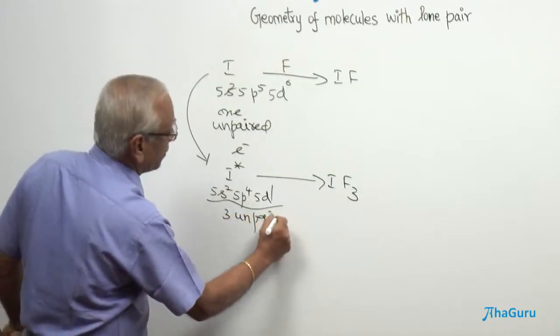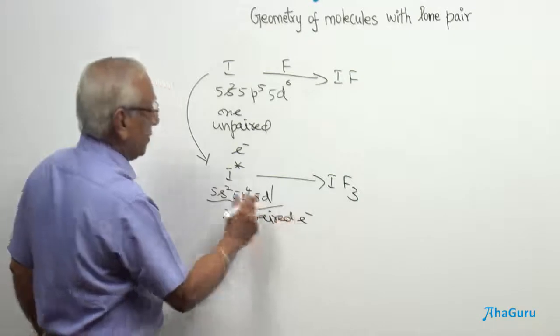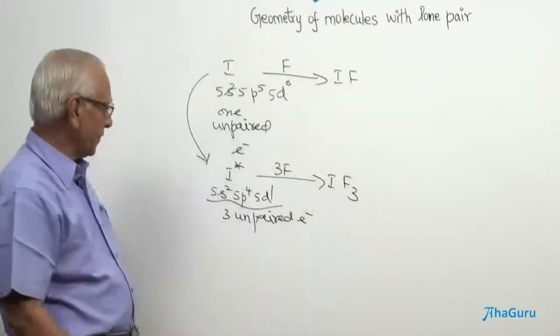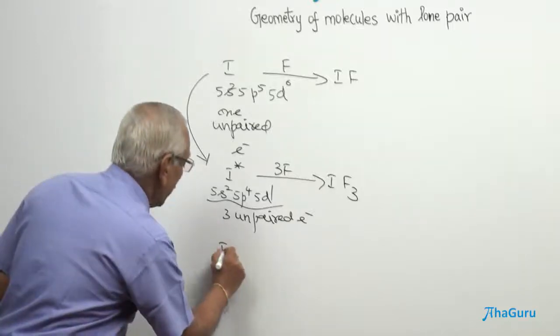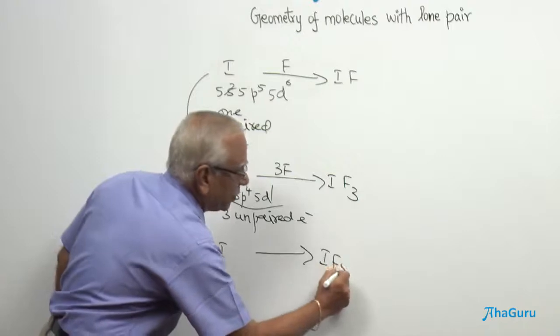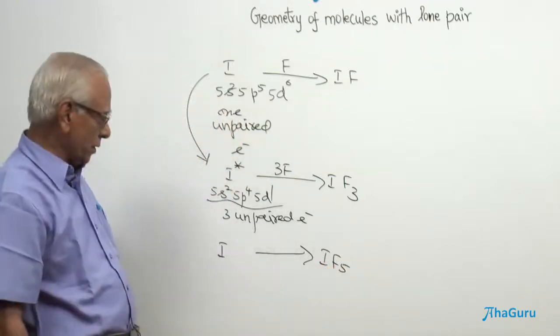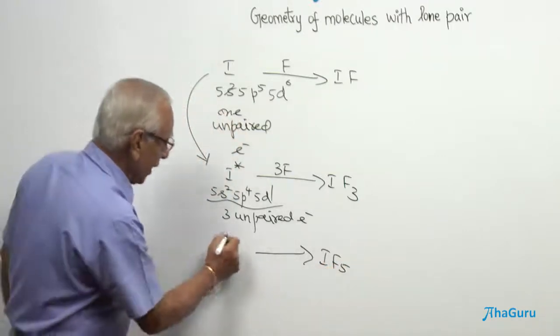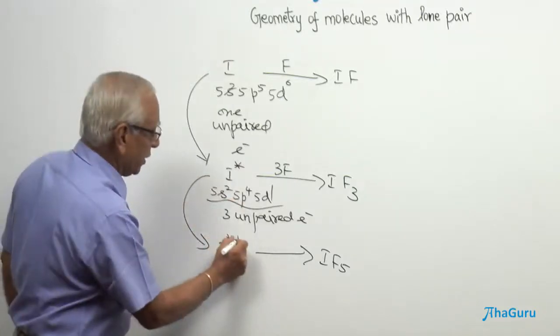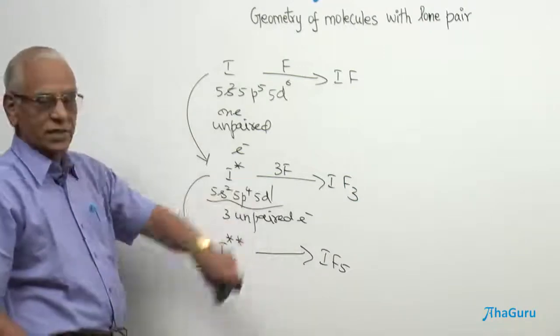Now, these 3 unpaired electrons can combine with 3 fluorine atoms to form this. Now, if iodine were to form iodine pentafluoride, IF5, we know it requires 5 unpaired electrons. Now, what should I do? Again, this has to be excited. We have to supply energy and iodine has to be taken to the second excited state.